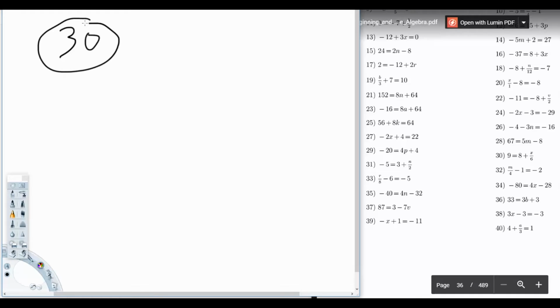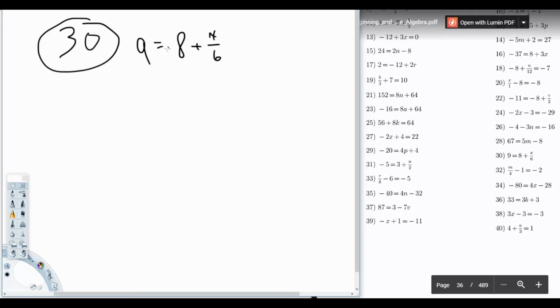Math is about patterns that reoccur. And once you've figured out what the pattern is, you become very good at it. Until you figure out the pattern well, which is usually a result of a lot of practice, it's very hard. 9 equals 8 plus x over 6. Oh, the fraction, big fraction, those ones are always scary.